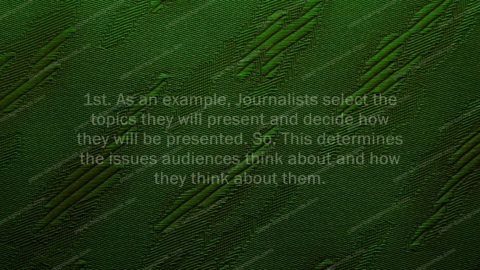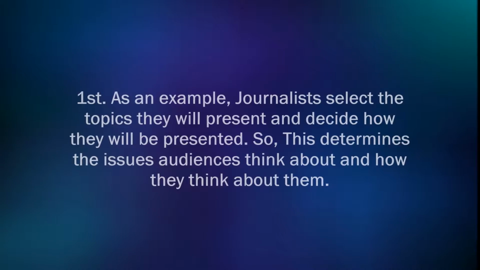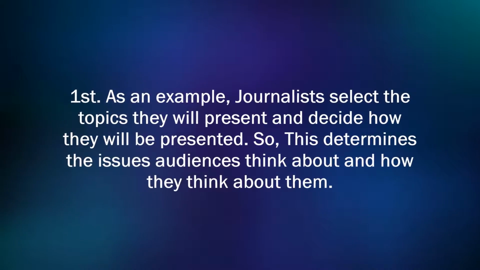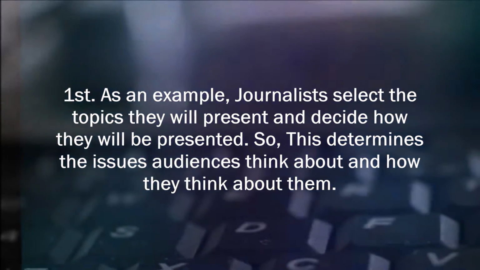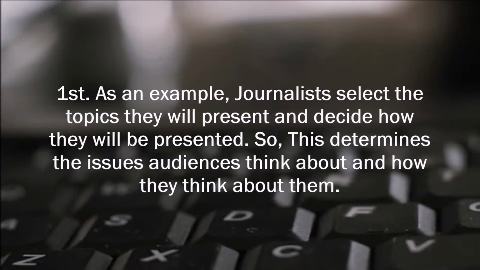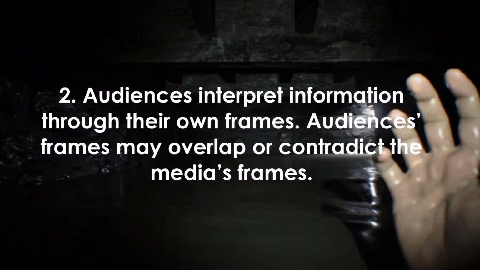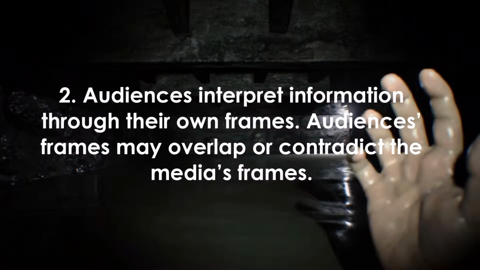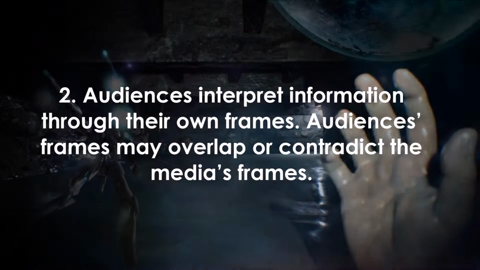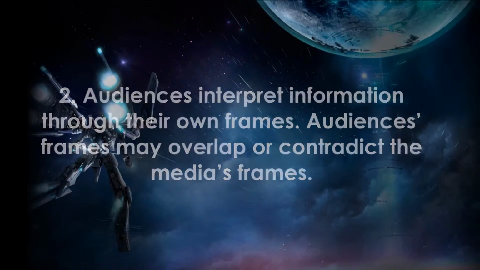First, as an example, journalists select the topics they will present and decide how they will be presented. So, this determines the issues the audience thinks about and how they think about them. Second, the audience interprets information through their own frames. Audience frames may overlap or contradict the media's frames.